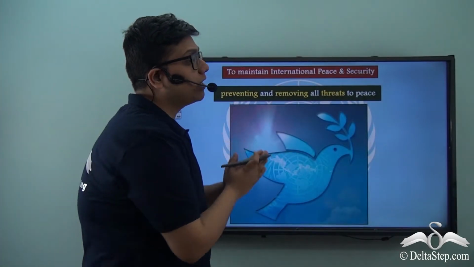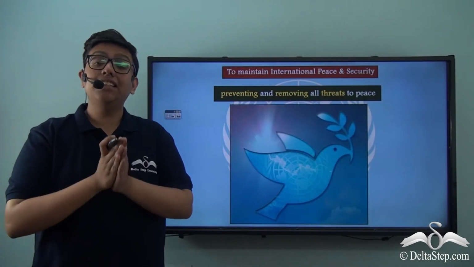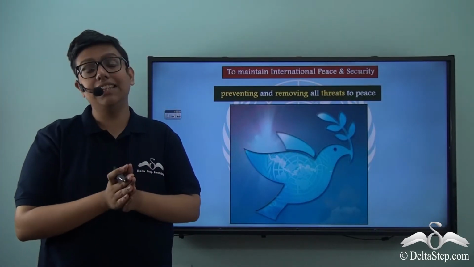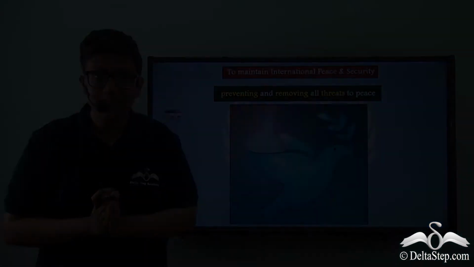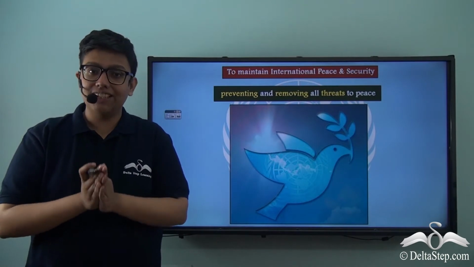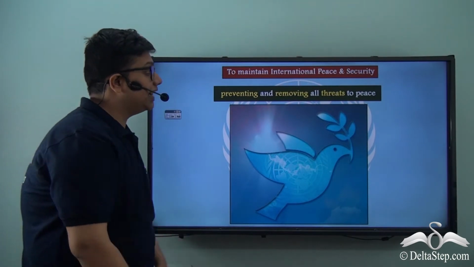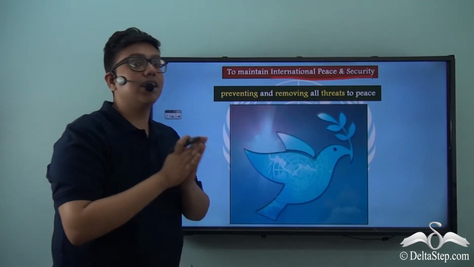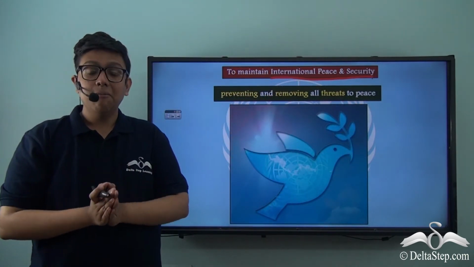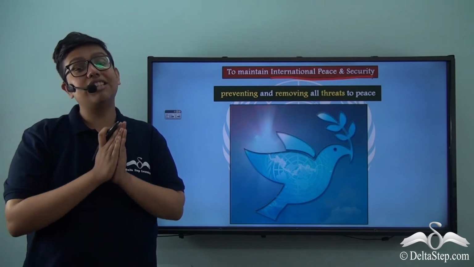Now that we have looked at the objectives of the UN, let's look into a few of them in detail to understand how the UN aims to achieve these objectives. The first and foremost objective, as mentioned, is to maintain international peace and security. This was the reason the United Nations was founded. But how does the UN aim to achieve this?